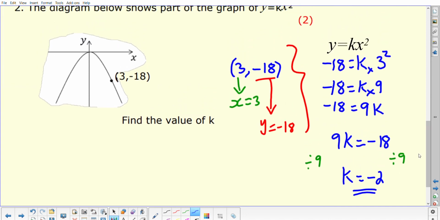So how do you get your marks there? Your 2 marks: you will get 1 mark for subbing in to the equation for your x and y, making sure you get it round the right way, and the other mark is for the correct value at the bottom.